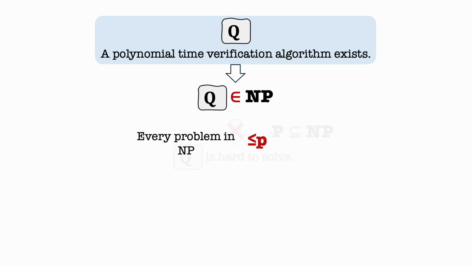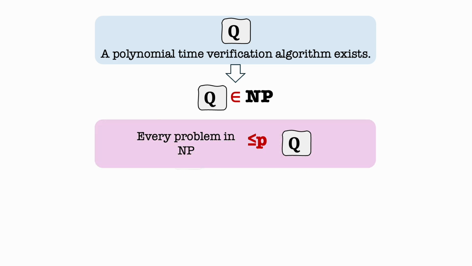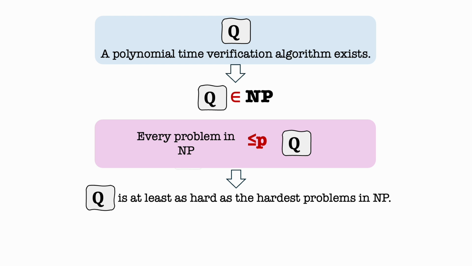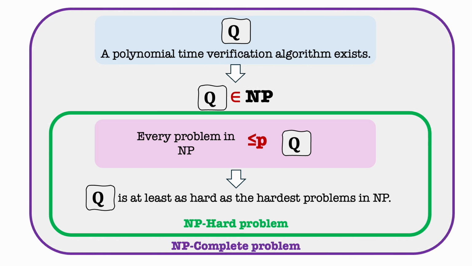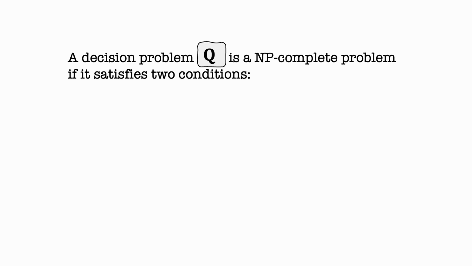However, if we can demonstrate that every other problem in NP is polynomial time reducible to Q, then that means Q is at least as hard as any other problem in NP. If all NP problems are polynomial time reducible to Q, then Q is an NP-hard problem. If Q is also an NP problem, that is, a polynomial time verification algorithm exists, then Q is an NP-complete problem.